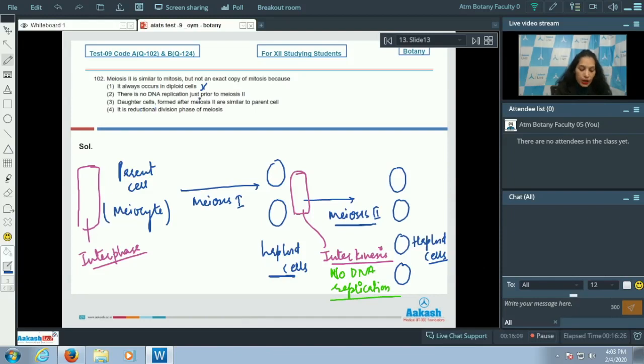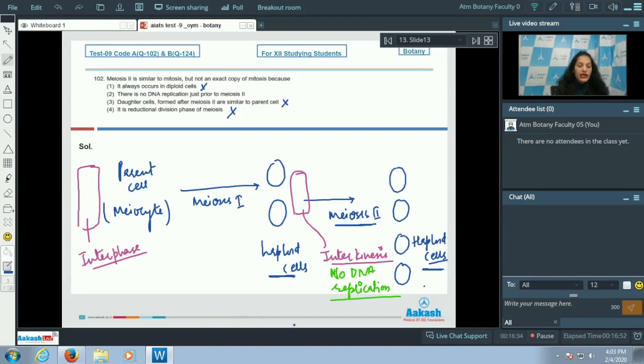Third option, daughter cells formed after meiosis 2 are similar to parent cell. No, these haploid cells or the daughter cells which are formed after meiosis 2 cannot be genetically similar to the parent cell. So this is wrong. Fourth one, it is reductional division phase of meiosis. No, meiosis 2 is equational division of meiosis, whereas meiosis 1 is reductional division.